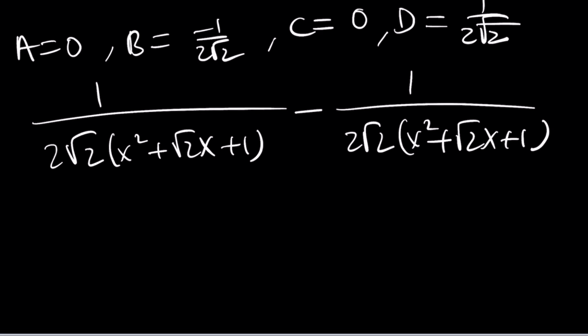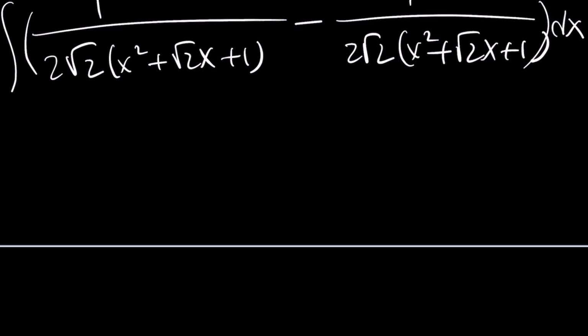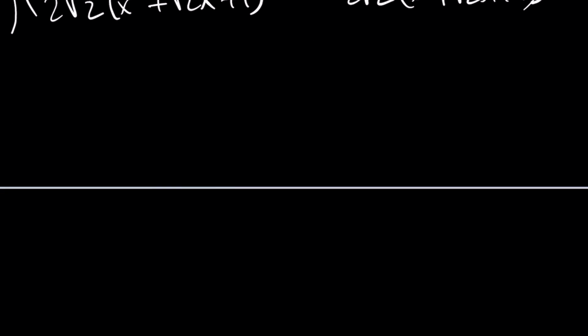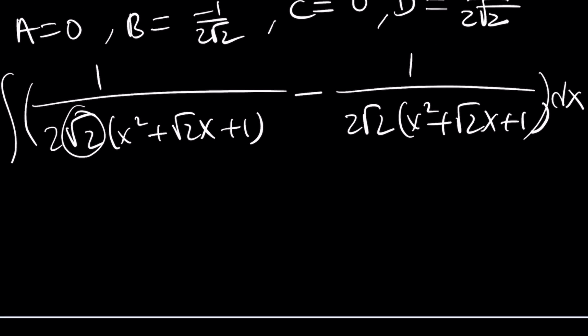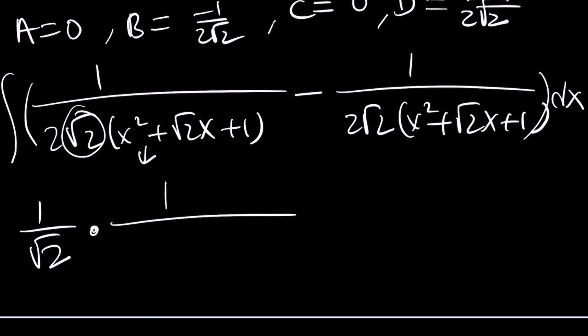Okay, now, how do you integrate something like this, right? The million-dollar question is, how do you integrate this with respect to x? And let me tell you, you can go ahead and do this. First of all, don't pull out root 2, but pull out root 2. Because when you do that, let me show you one of them so you can do the rest. You're going to get 2x squared plus 2 root 2x plus 2.